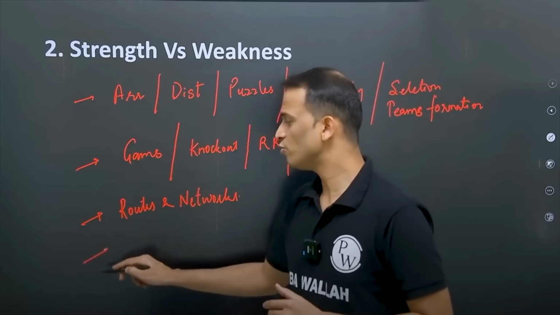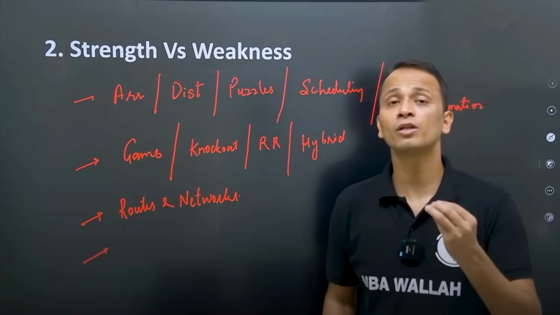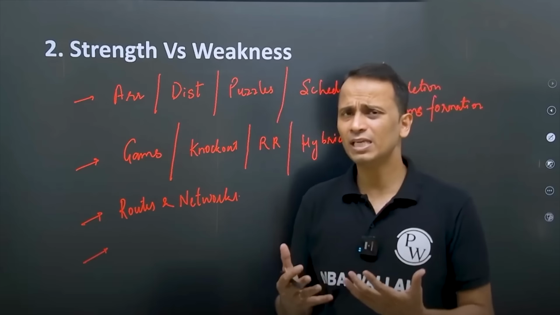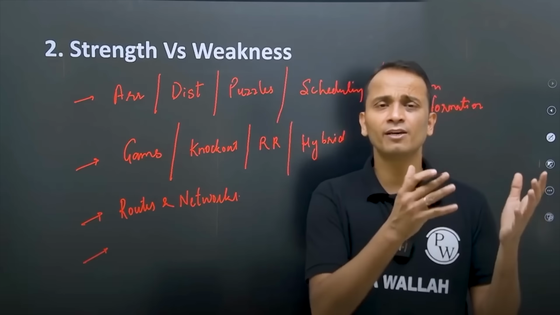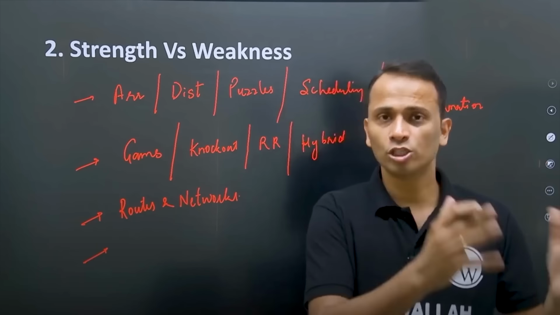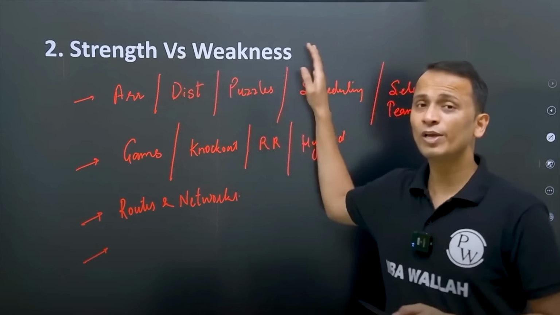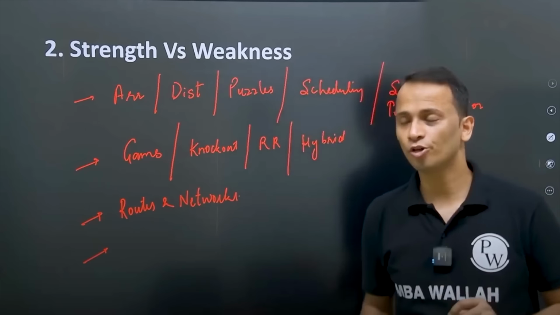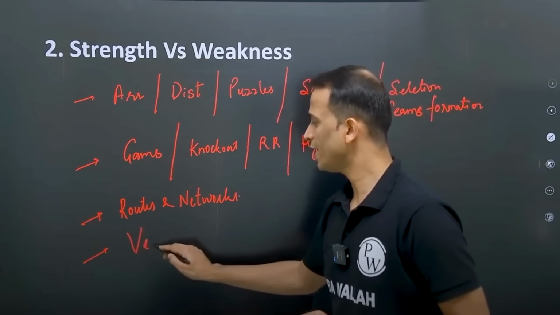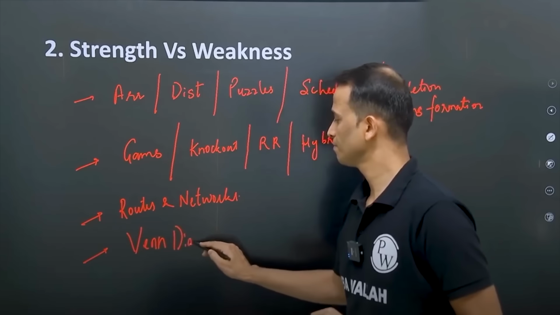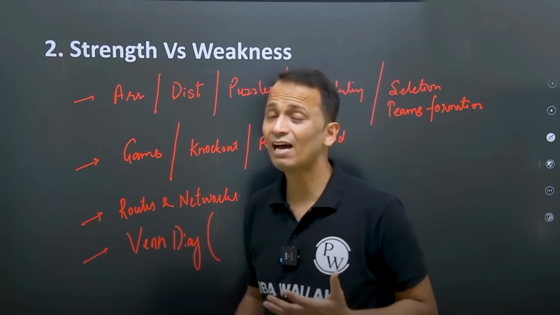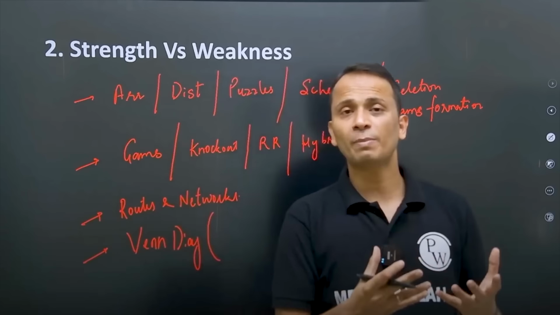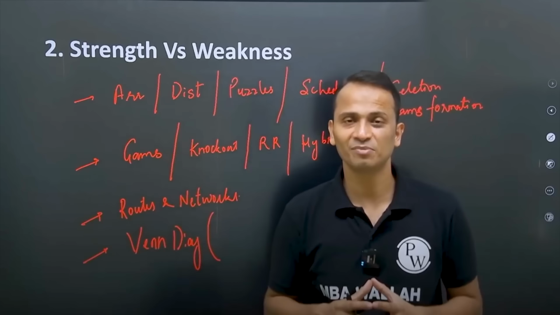Now, after routes and networks, you may have questions on Venn diagrams as well, right? So Venn diagrams, I'm not keeping it in, I would say, logical reasoning or data interpretation, because right now we are not talking about logical reasoning or data interpretation. We are talking about your strengths or your weaknesses. Now, in Venn diagrams, sometimes we have a confusion about which parameters we should be drawing a Venn diagram for, right?